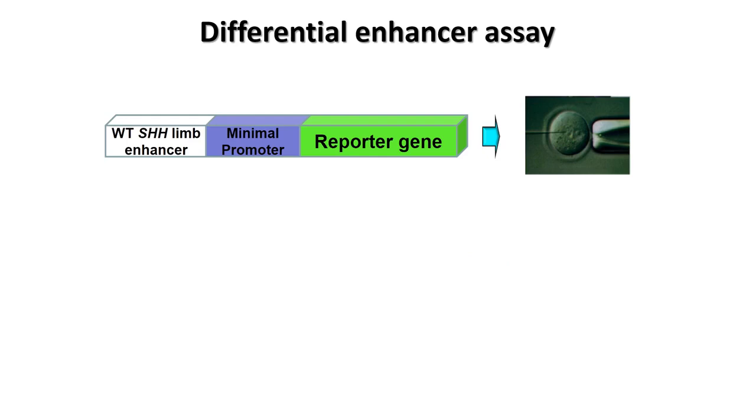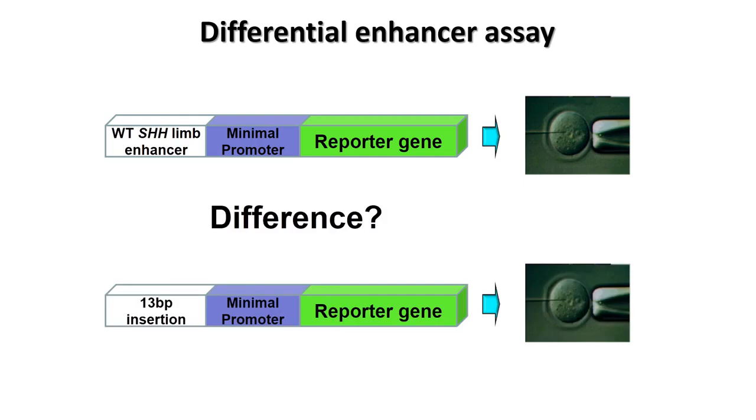So we turn to a mouse enhancer assay. We could take the wild type sequence of this enhancer, stick it in front of a minimal promoter and reporter gene, and if this sequence is an enhancer, it will turn on that minimal promoter and turn on the reporter gene, and we can see where it's expressed. Then we take the same sequence, but now with the 13 base pair insertion, and compare the results to one another to see if there's a difference in enhancer activity.